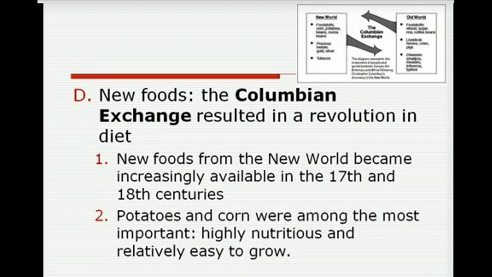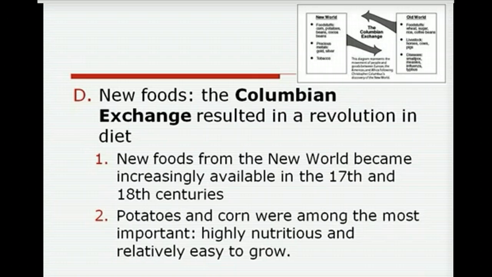So new foods have also been introduced through the Columbian Exchange that resulted in a revolution in diet. New foods from the New World that we talked about in our exploration unit became increasingly available in the 17th and 18th centuries. Potato and corn were among the most important because they were highly nutritious and relatively easy to grow, and became part of the agricultural revolution.